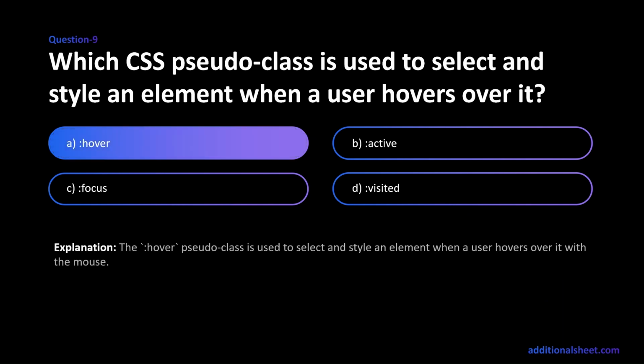Correct answer is option A. The hover pseudoclass is used to select and style an element when a user hovers over it with the mouse.